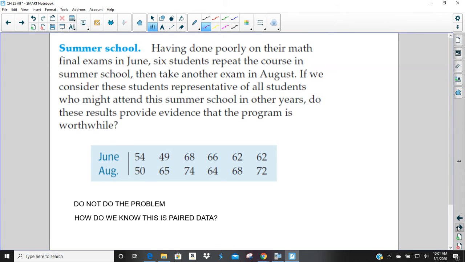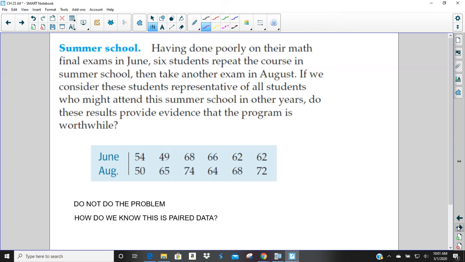How about this next one? Having done poorly on their math final exams in June, think about the Regents, 6 students repeat the course in summer school, and they take another exam in August. If we were going to consider these students representative of all students who might attend the summer school program in other years, do results provide evidence that the program is worthwhile? Is this paired data?